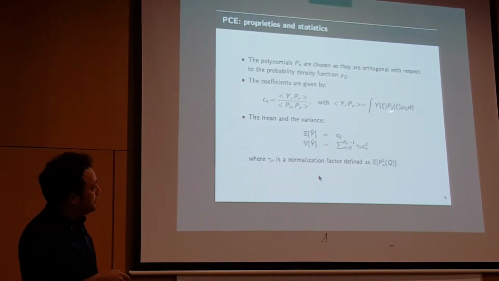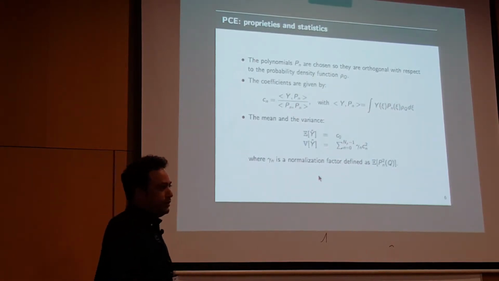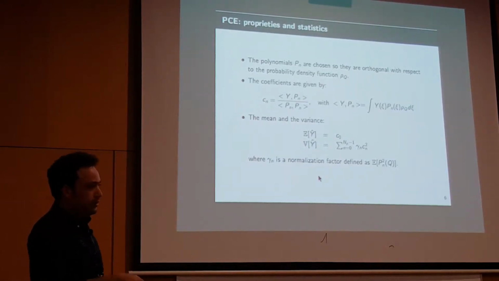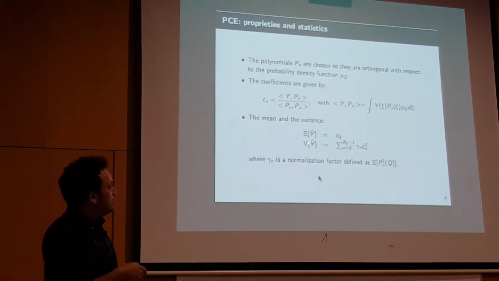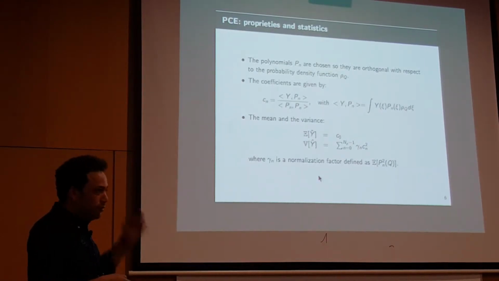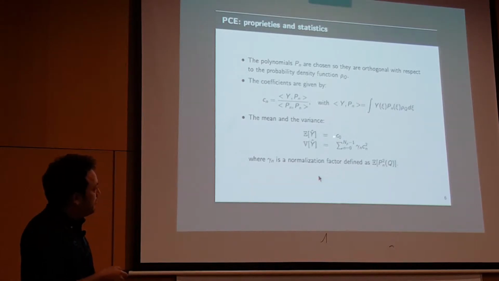We use the integral, this one, and we have lots of methods to compute them. In the toolkit we have the Gauss-Legendre quadrature rules, routines to compute them. And in the end, we can also compute the mean, the variance, the low moments. Using just the coefficients here, the mean is simply the first coefficient C0, and the variance is the sum using the normalization factor defined by this formula.